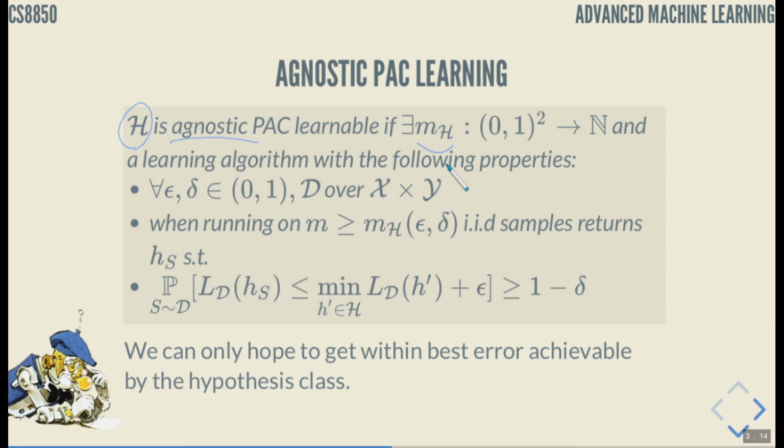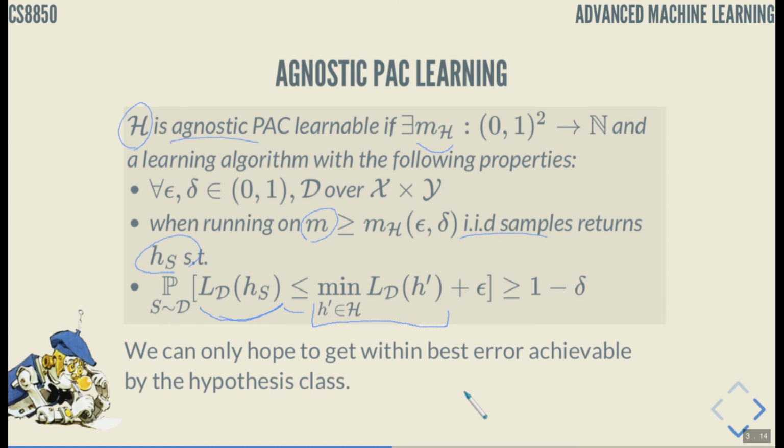and joint distributions of data and labels, when we run this algorithm on a number of samples M that is larger than or equal to our sample complexity, and when we run on M IID samples, that algorithm returns a hypothesis or a classifier such that the true loss is less than or equal to the possibly attainable Bayesian loss plus some epsilon.